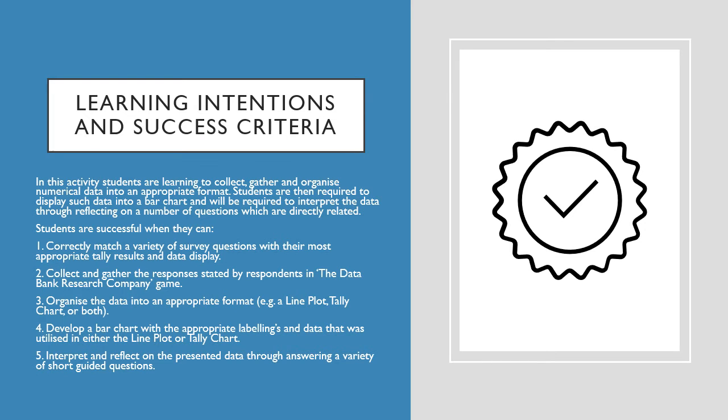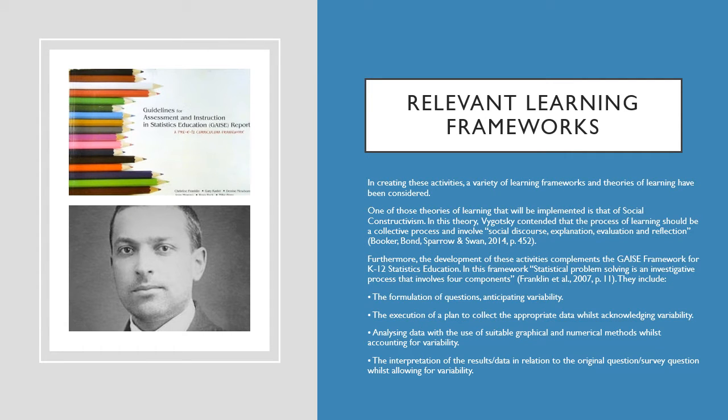Situated here are the learning intentions and success criteria for the lesson. When students are exposed to these two elements, they will have a greater purpose for learning. One theory of learning that will be implemented in this lesson is that of social constructivism. In this theory, Vygotsky contended that the process of learning should be a collective process and involve social discourse, explanation, evaluation, and reflection. The developed card matching game complements this theory, as students will need to work cooperatively with each other, whilst also explaining the reasoning for their decisions in matching a trio of cards based on the survey question, tally results, and data display.